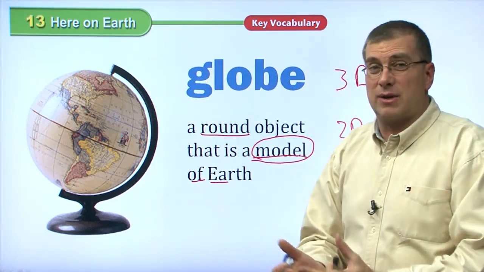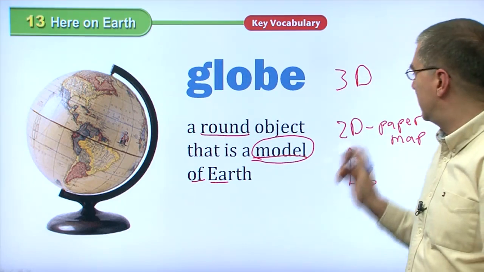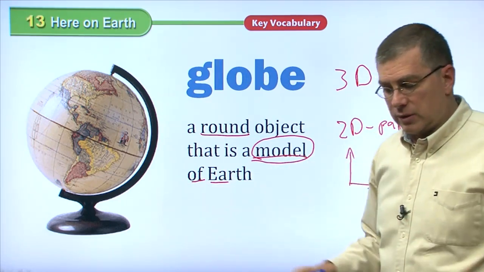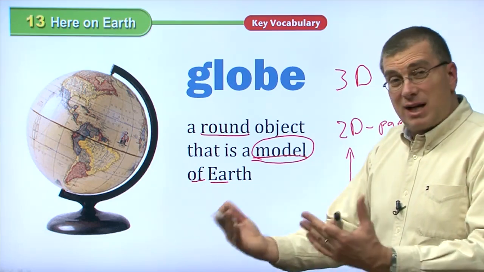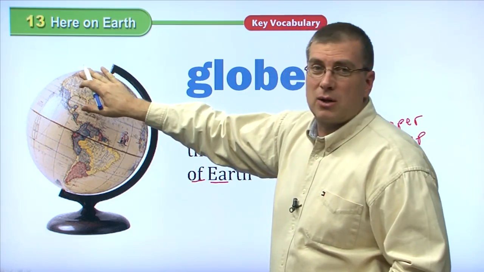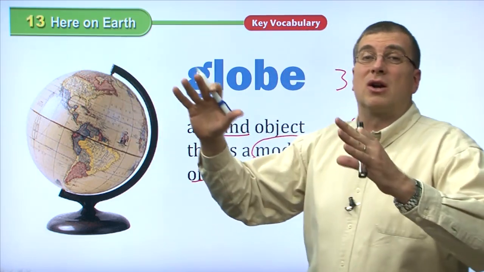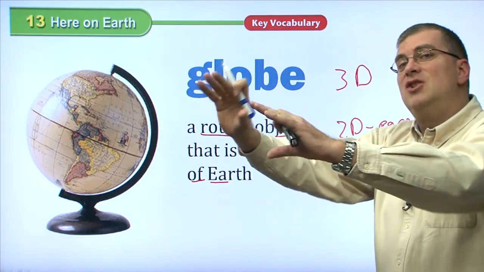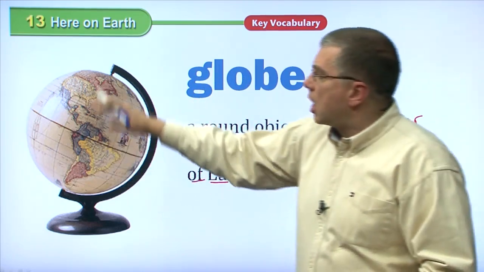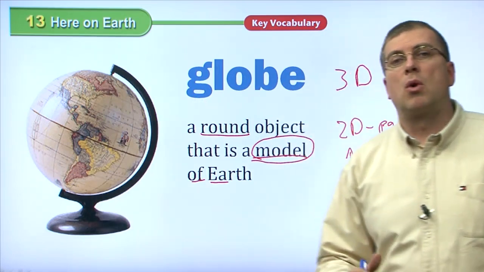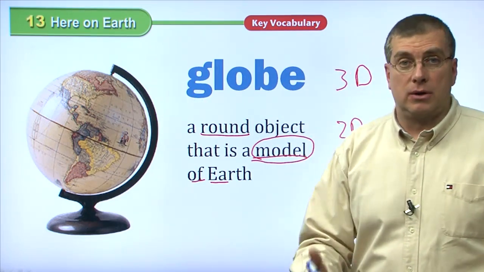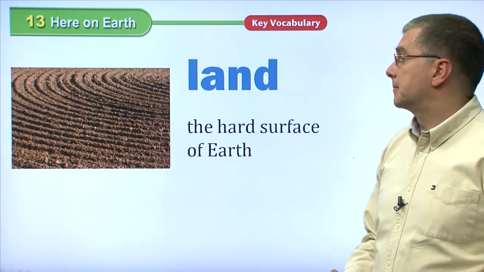and it looks like the Earth. It's more accurate than a map. A map is only flat. It's paper that has only two dimensions. And because it's only two dimensions, some of the Earth that is on the map is bigger than it should be. Like on the edges of the map, it's bigger than on the center. So a globe is a much more accurate or better model of what the Earth looks like than a map.